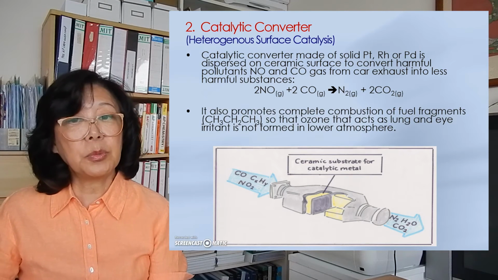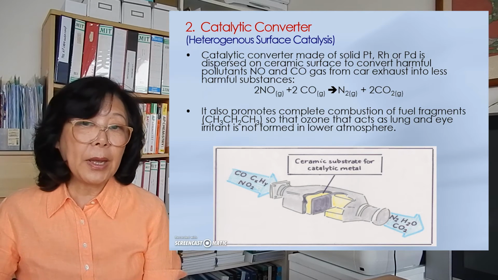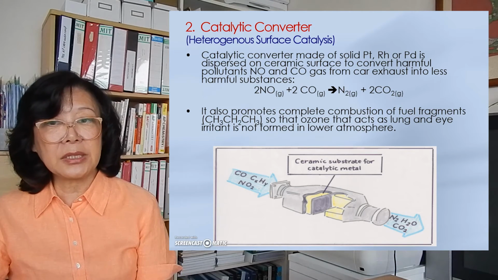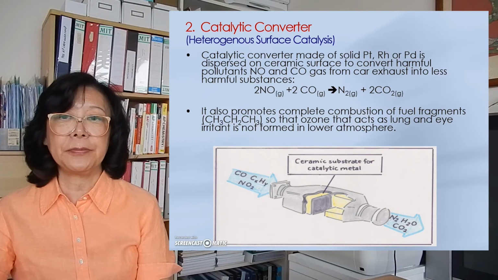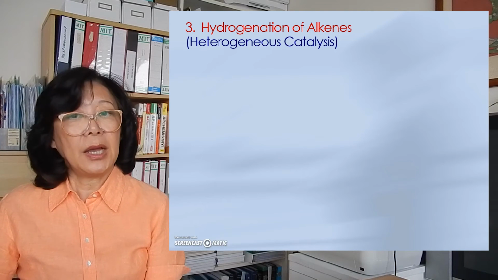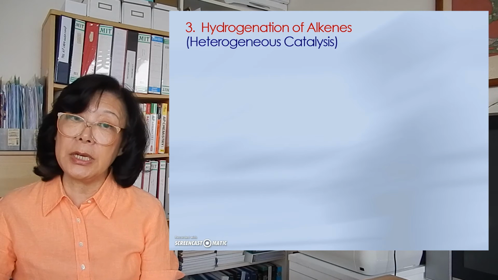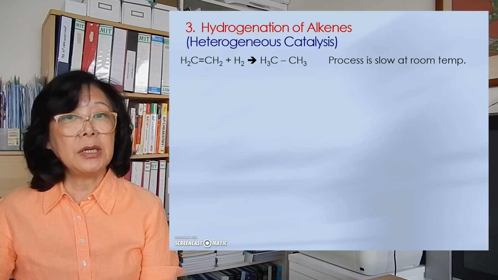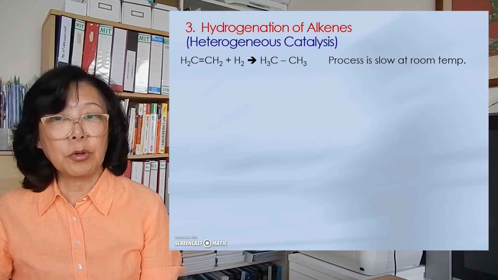It also promotes the complete combustion of any fuel fragment, let's say propane, so that the ozone that acts as a lung and eye irritant is not formed in the lower atmosphere. The third kind is called heterogeneous catalysis, represented by the hydrogenation of alkene. Alkene reacted with hydrogen can form saturated alkane, propane.